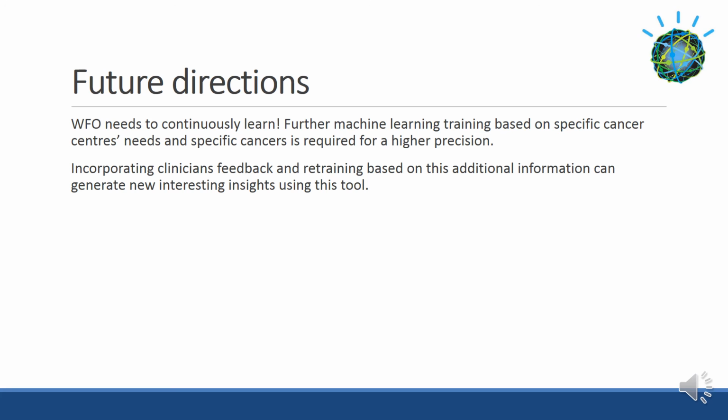Also, if new sources of information become available, those sources need to be incorporated into the learning system so that Watson for Oncology can get better accuracy in what it is predicting. In addition, incorporating clinician feedback would be interesting in the system. For example, if a clinician decides that they want to do something very different to what Watson has recommended or something that Watson has not recommended, incorporating that into the system for future retraining would be an interesting thing.